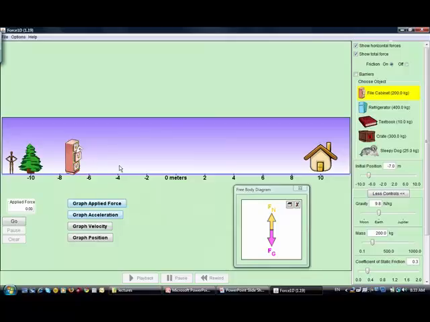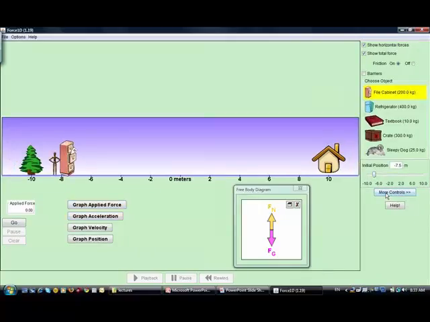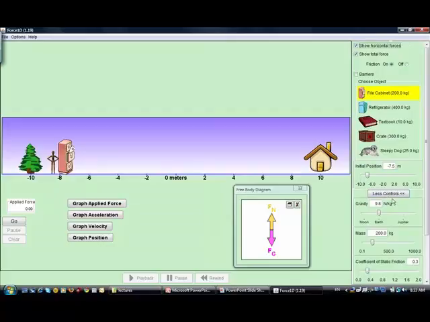Actually, you can do a lot more things here. You can remove the friction if you want. You can tell it not to show particular forces or show them. You can decide on the barriers. You can decide on the initial position of your cabinet. Now, initially it looked like this, but I invoked more controls by clicking on this button.